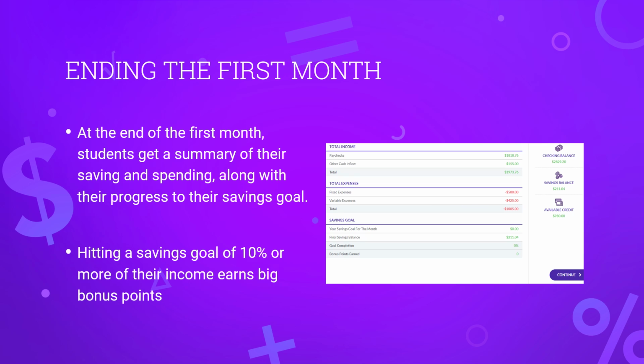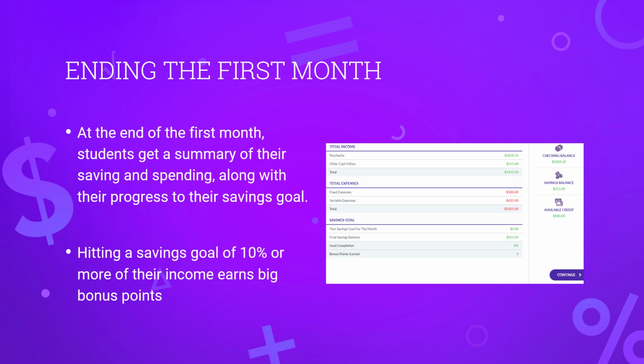Now, at the end of the first month, the students get a summary of their saving and spending, along with their progress towards their savings goal. Like I said before, if they hit their savings goal of 10% or more of their income, they get big points. So generally speaking, the students who are going to be doing the best, who are at the top of your class rankings, are going to put a lot of money into their savings in their first month, as much as they can, to build up their emergency fund. And then every month afterwards, they're going to save 10% of their income.